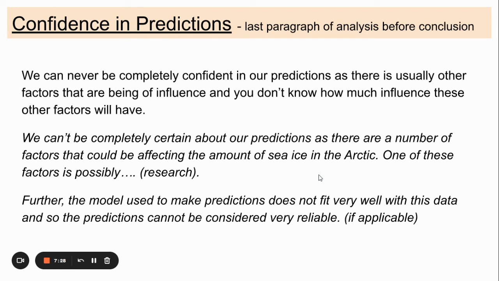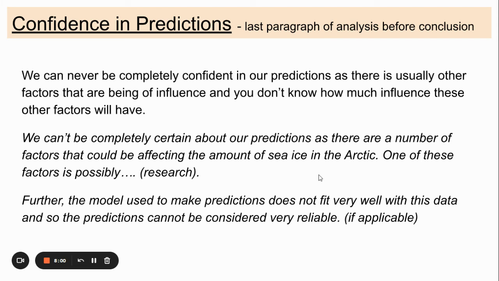The last paragraph of this confidence part, before you write your conclusion, should be saying that you don't have complete confidence in your predictions. So we can't be completely confident because there are other things that can happen that can influence it. So we've got all those things that happen in the world, like the global financial crisis, COVID, SARS, earthquakes, anything like that that could actually impact our predictions in the future. But all things being equal, we can't be completely certain about our predictions, as there are a number of factors that could be affecting the amount of sea ice.